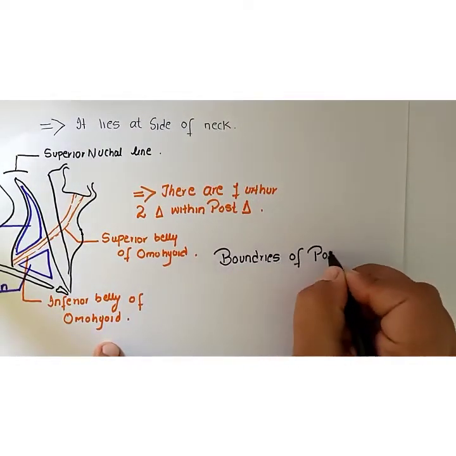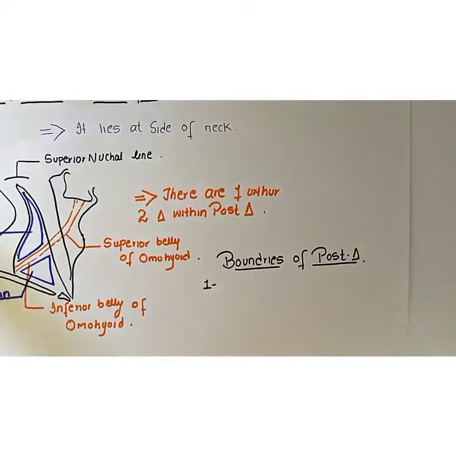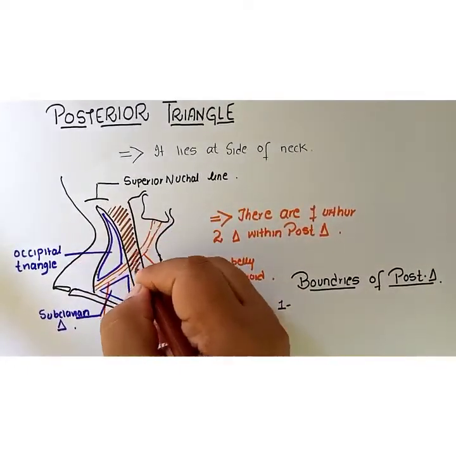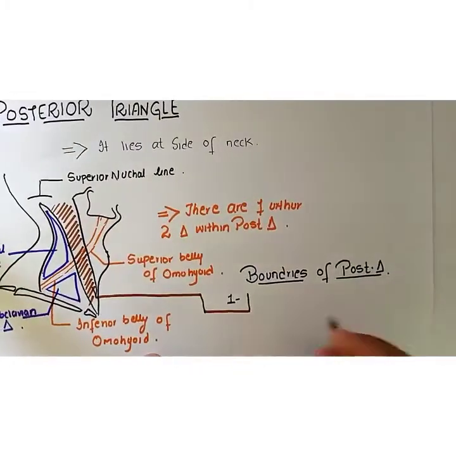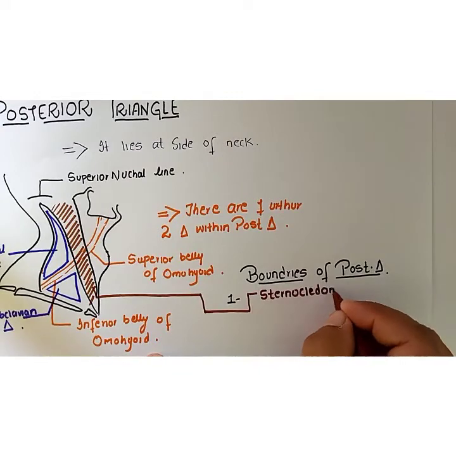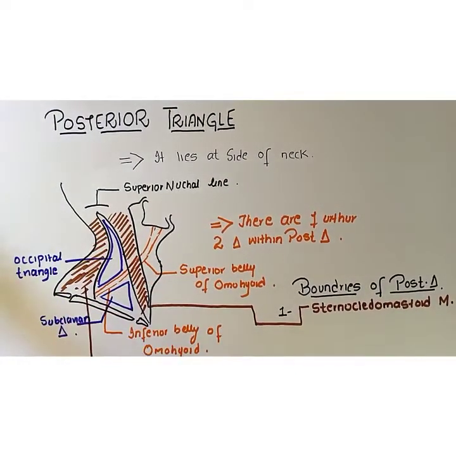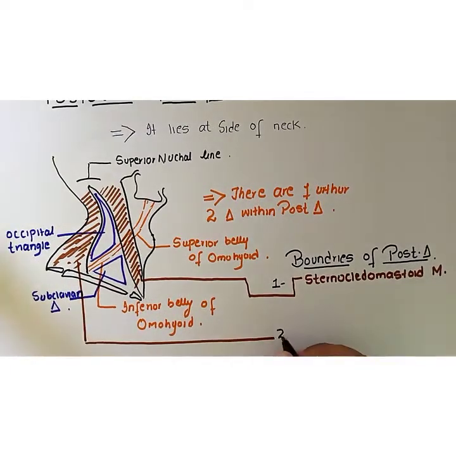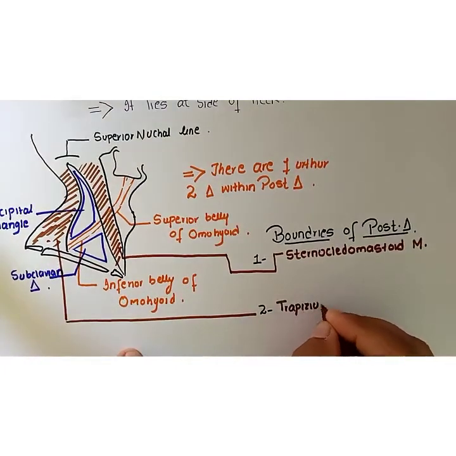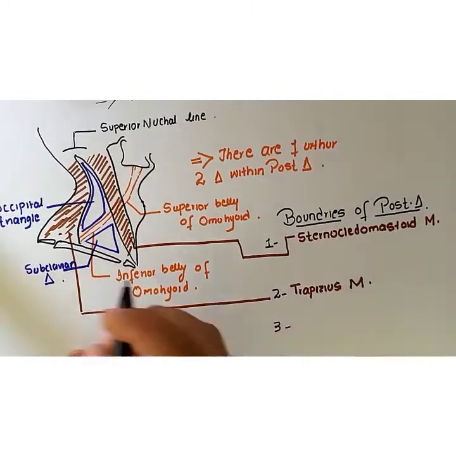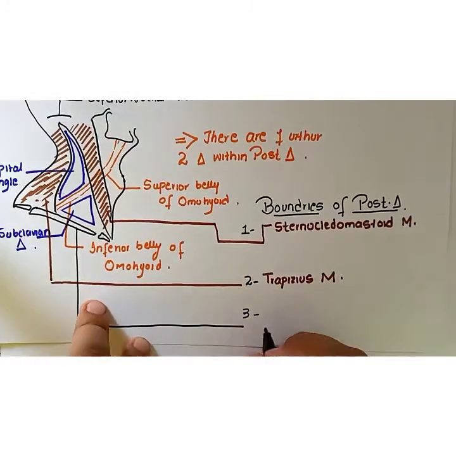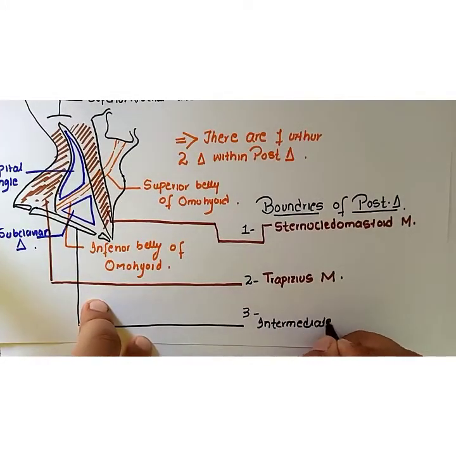So now I will explain the boundaries of the posterior triangle. So here is the muscle known as the sternocleidomastoid muscle, and the second one is the trapezius muscle, and it is a sheet of muscle, and it also forms the wall of the posterior triangle. And the third boundary is the intermediate third of the clavicle below.